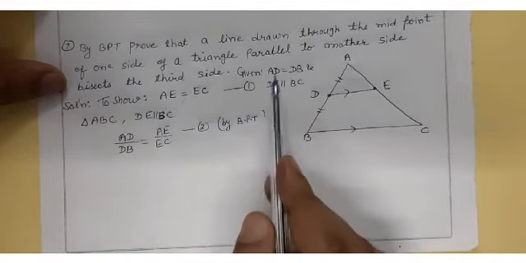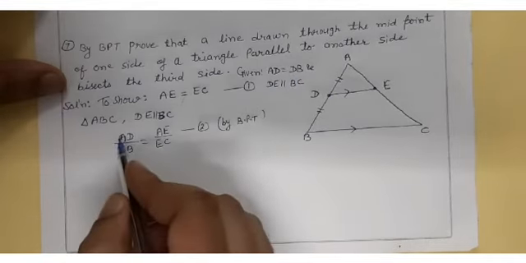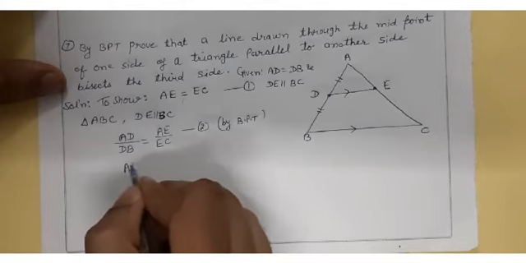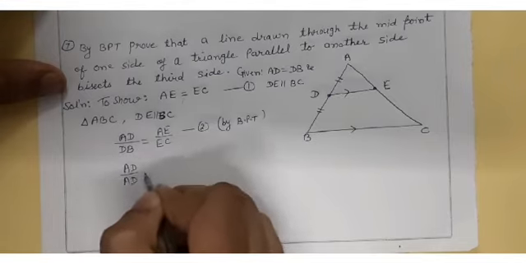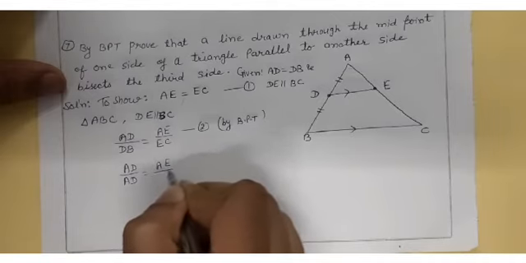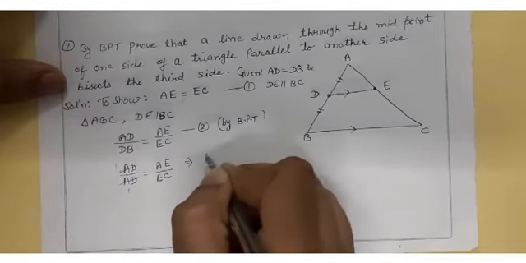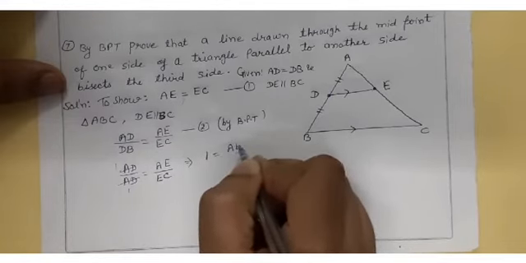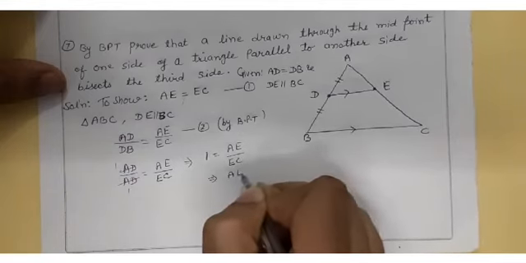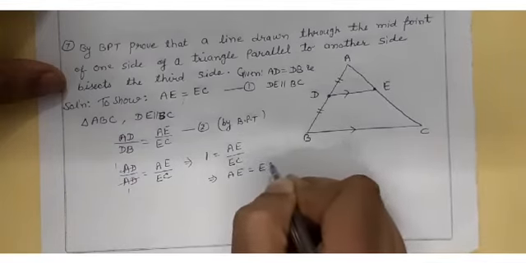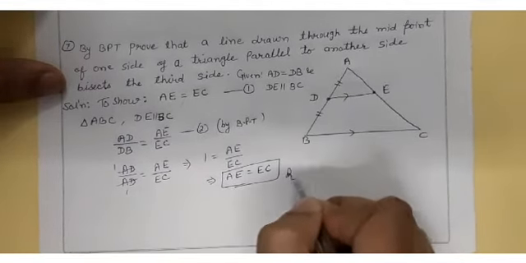But what is given? AD is equal to DB, both are equal. So in place of DB, I am writing AD again. So AE upon EC, cutting AD with AD, you get 1 is equal to AE upon EC. Then cross multiply, AE is equal to EC. This is what you have to show. This is your answer.